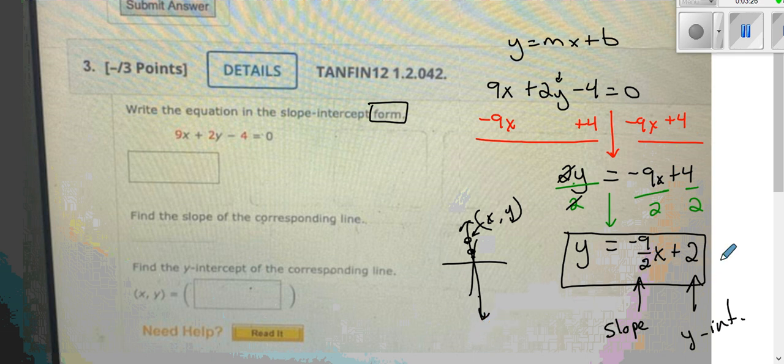That's the idea. But for your sake, when it says write the equation in slope-intercept form and it gives you the equation, you're just getting it to look like that, and the key is getting the y by itself. So your answer: y equals negative 9 halves x plus 2. Okay?